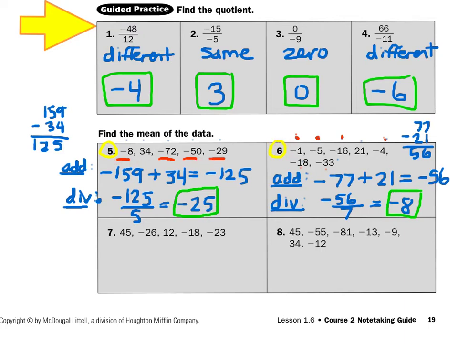Take a look at number 6. The same thing. First we add all the numbers. So I put all the negatives together, and I got negative 77 plus 21. Well, again, there's going to be a battle, and the negatives are going to win. So I put 77 on top, 21 down below, and I subtracted. And so I got negative 56. But now I have to take that negative 56 and divide by 7 because there's 1, 2, 3, 4, 5, 6, 7 data items. So my mean, my average, is negative 8.